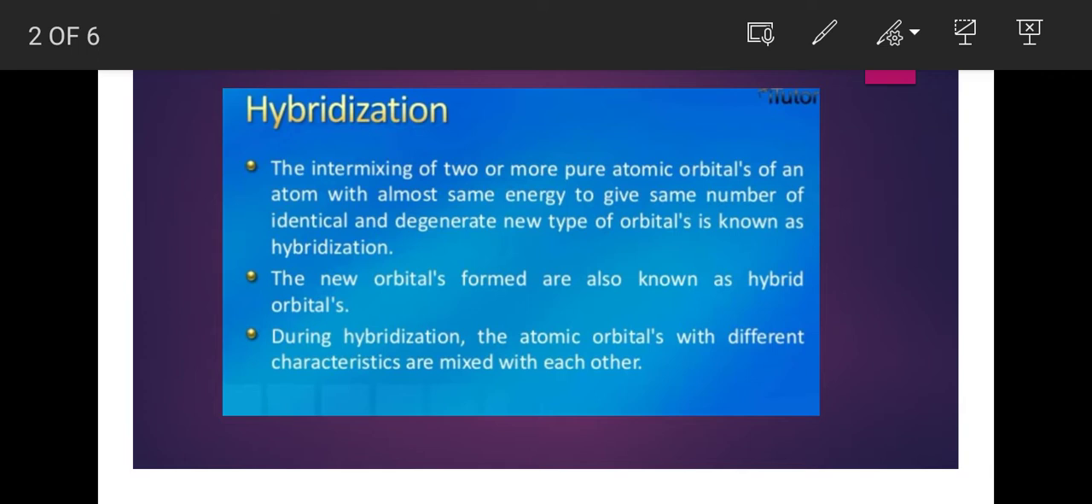The intermixing of two or more atomic orbitals of an atom with almost the same energy to give the same number of identical and degenerate new type of orbitals is known as hybridization. The new orbitals formed are also known as hybrid orbitals. During hybridization, the atomic orbitals with different characteristics are mixed with each other.